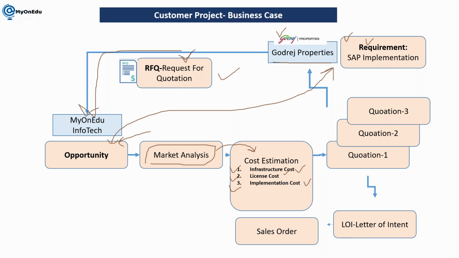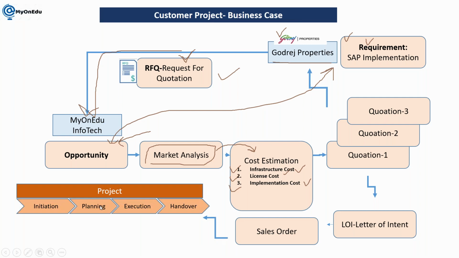So based on this sales order, we are going to start our project in SAP. What we can do is create a project which will have multiple phases. And our motive is to deliver this sales order. This is our agenda, as per whatever is mentioned in this sales order, meaning this contract. So this is a customer project scenario here.